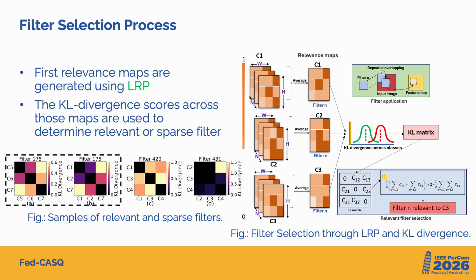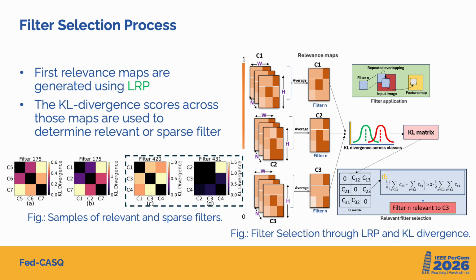In this slide, we can see a clear difference between relevant filters, which show concentrated class-specific patterns, and sparse or less useful filters, which can be pruned or compressed with little impact. So in Fed-CASQ, we use the relevant set of filters to scale, and we hope to recover minority class accuracy, and we use the sparse set to reduce the uplink overhead.